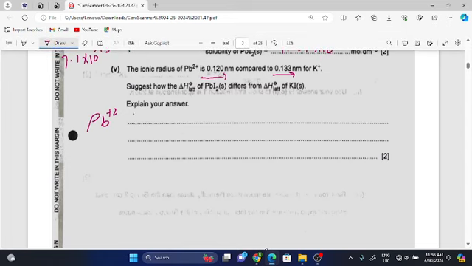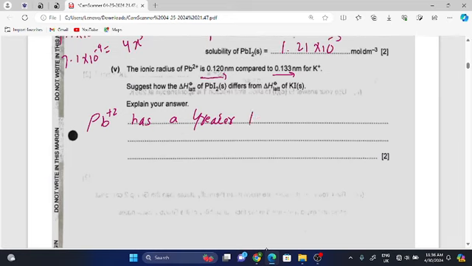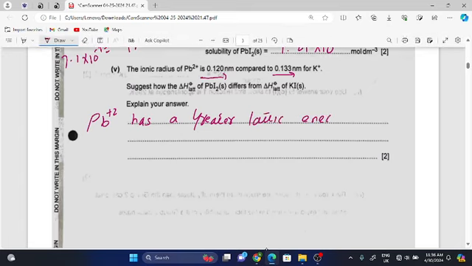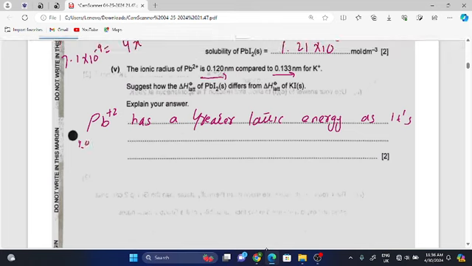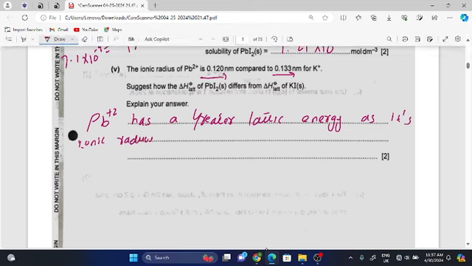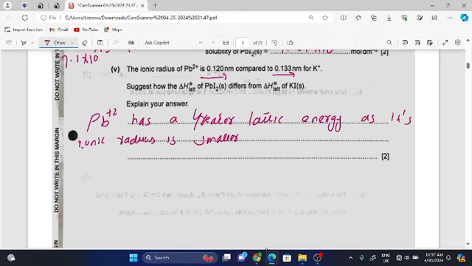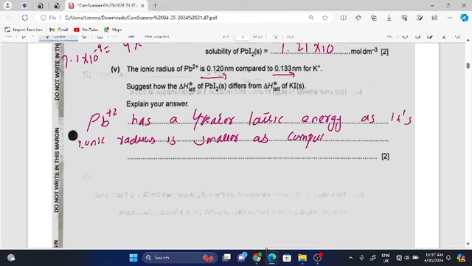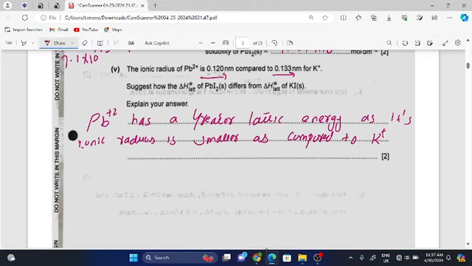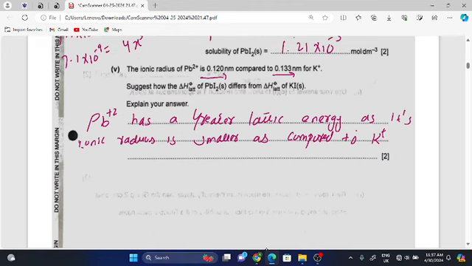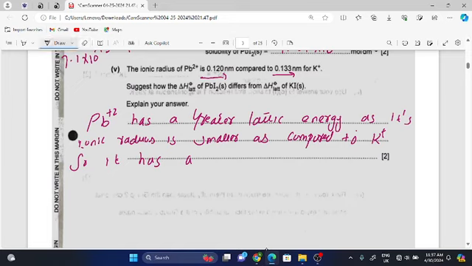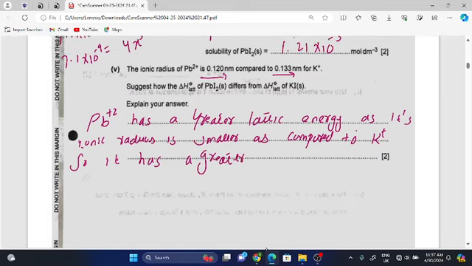Pb2+ has a greater lattice energy as its ionic radius is smaller as compared to potassium ions. So it has a greater charge density.